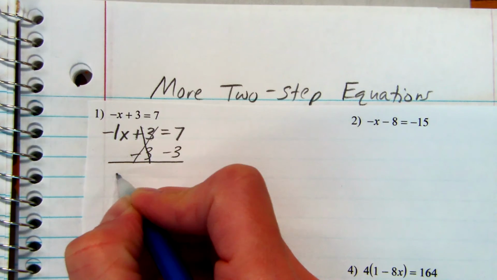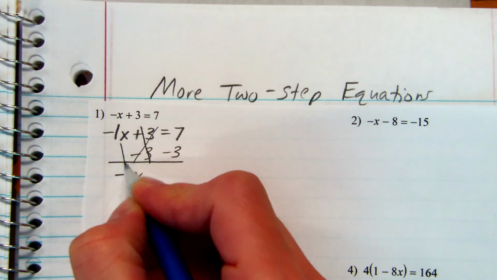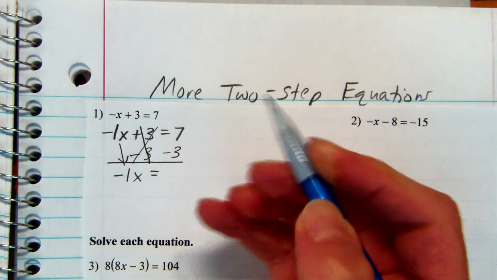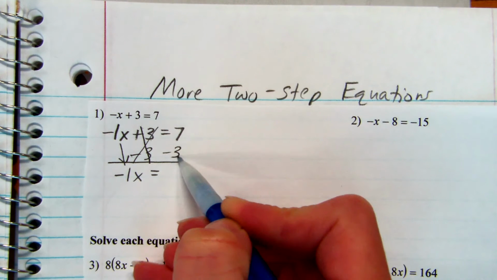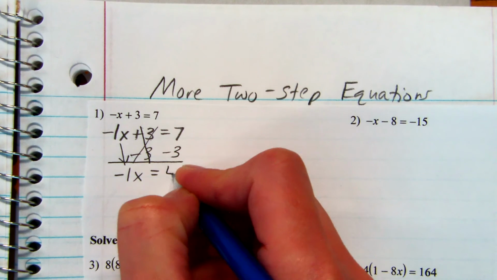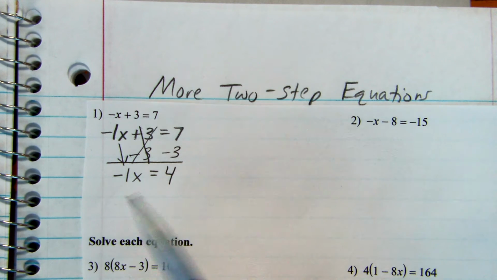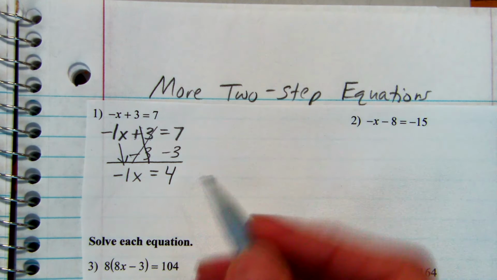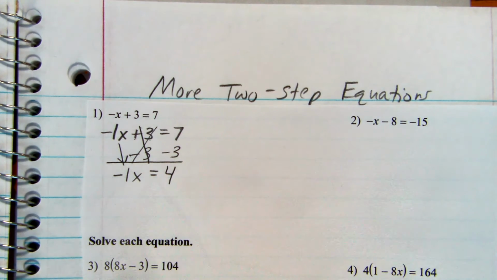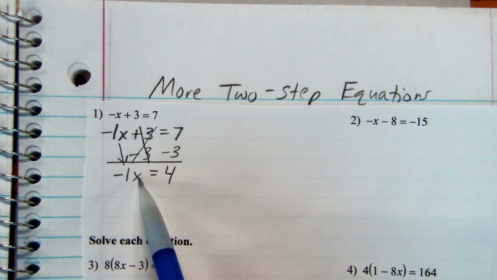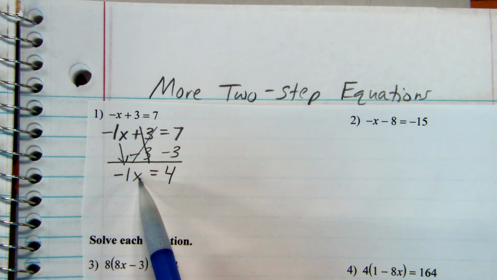Okay, and then we get negative 1x. We just bring that down. And over here we have 7 minus 3, which would be 4. So if I just left this negative x, it would have been a little bit confusing. But because I know that's the same thing as negative 1x, now I can get x by itself. How do I do that? What's the second thing we undo?